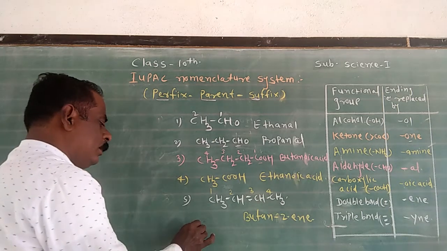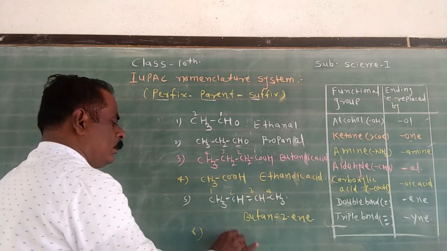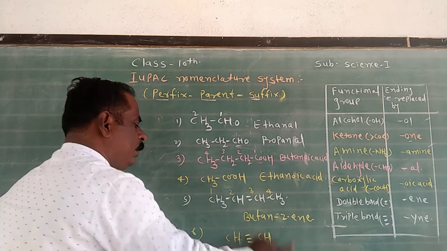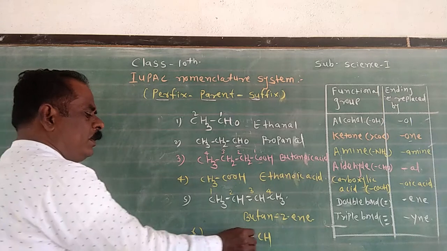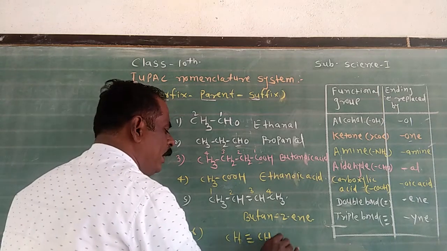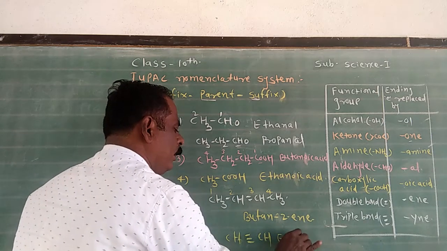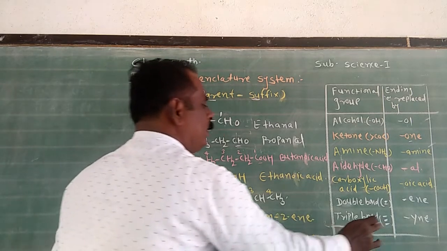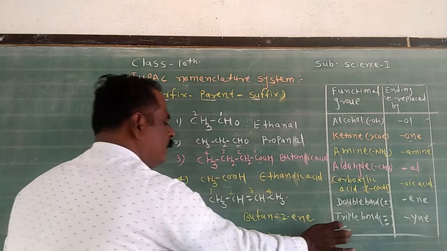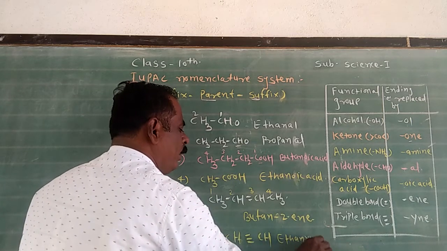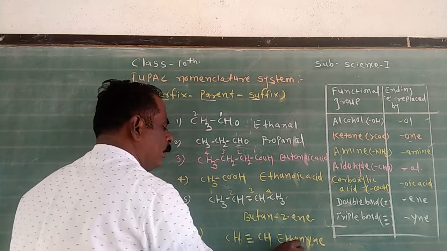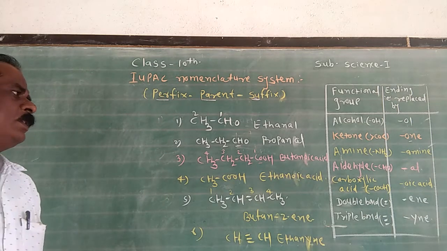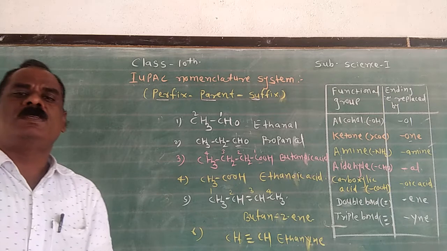Next one, triple bond: CH, triple bond, CH. How many carbons are present here? 2. Parent name is ethane. Here the triple bond acts as a functional group. For a triple bond, E is replaced by YNE. We remove the E and add YNE. We get the IUPAC name: ethyne. This is how to write the IUPAC name.